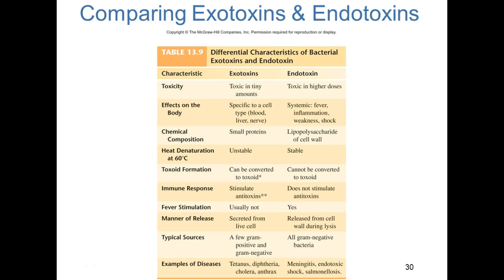Tetanus, diphtheria, cholera, and anthrax are all produced by the effect of toxins on the body. Exotoxin specifically. Endotoxin we can see causing endotoxic shock. We also see endotoxin being released in salmonella, systemic infection, and also in meningitis.